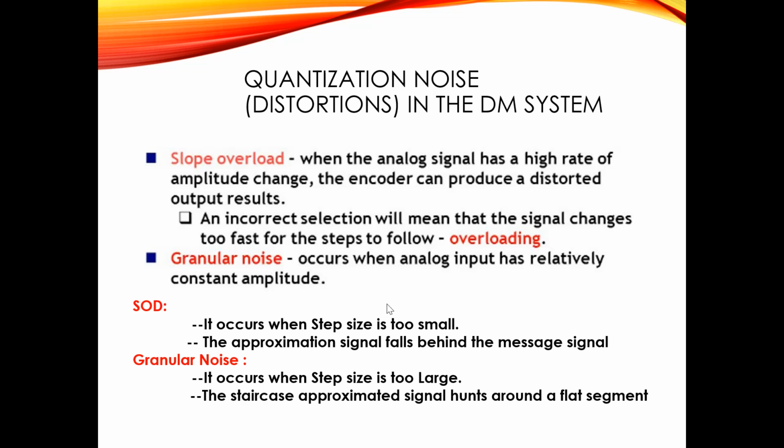Now the second distortion present in the delta modulator system is granular noise. It occurs when the step size is too large, and when the analog input has relatively constant amplitude. The staircase approximated signal hunts around a flat segment, and the noise generated is considered granular noise. So there are two main distortions in the delta modulator system: SOD, slope overload distortion, and granular noise.